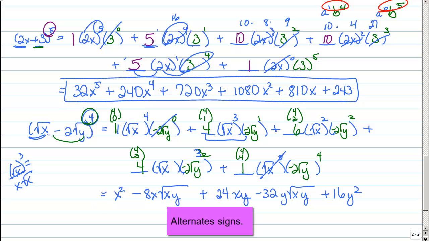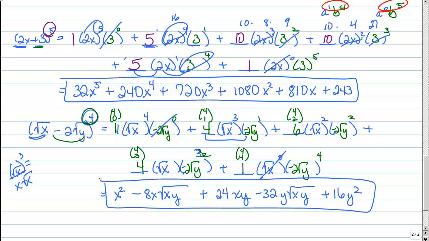So notice what happens when you have a minus, it alternates sign, and that's going to happen every time. So that's how you can expand the binomial, either by using Pascal's triangle or that nCr notation.